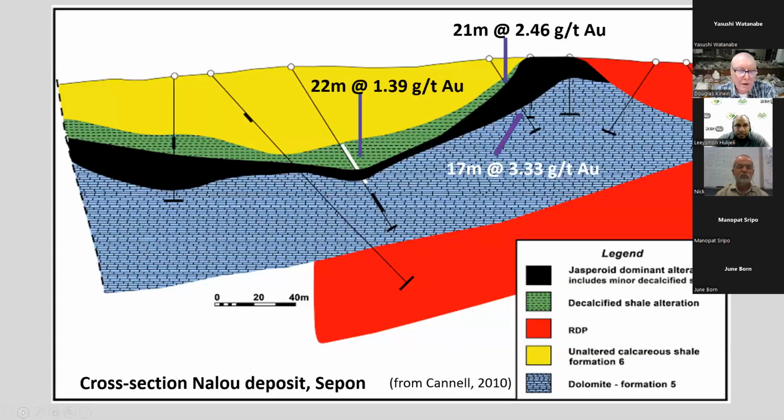So in section, this is a section of the Nalu deposit. The black represents the jasperoid, and then the green is the decalcified shale, which occurs at the contact of the undifferentiated calcareous shales and dolomites. So very strong geochemical and stratigraphic control.